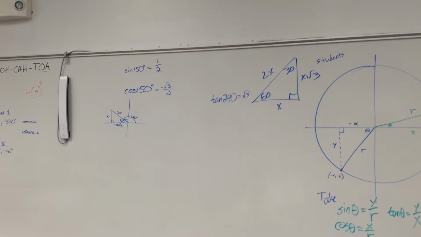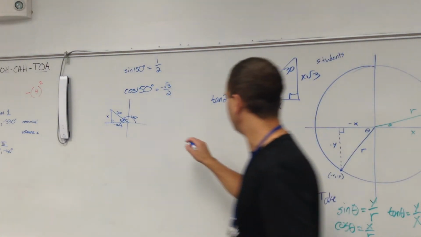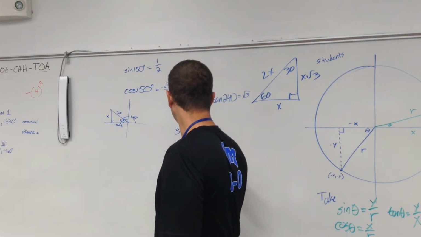There will come times where you don't get a 30, 45, or 60 degree angle. You'll get 0, 90, 180, 270, 360. You'll get an angle that's right on an axis. Here's how you do it. Let's go sine of 90.